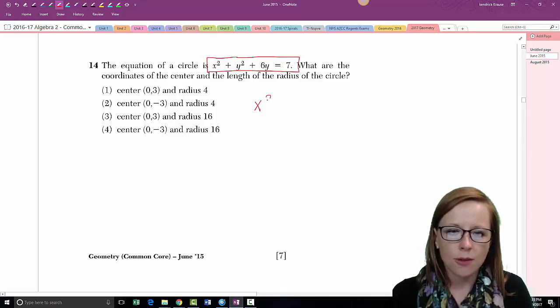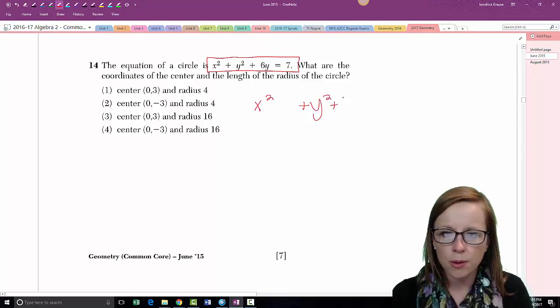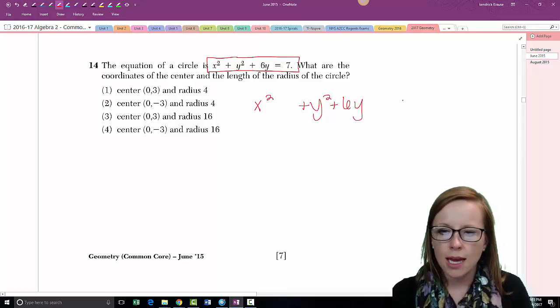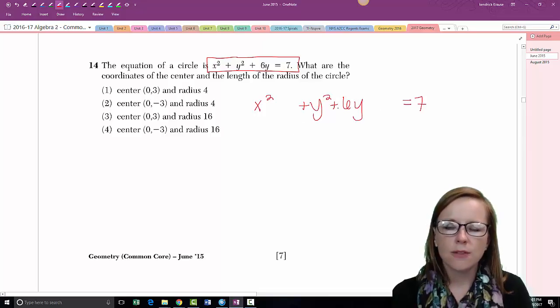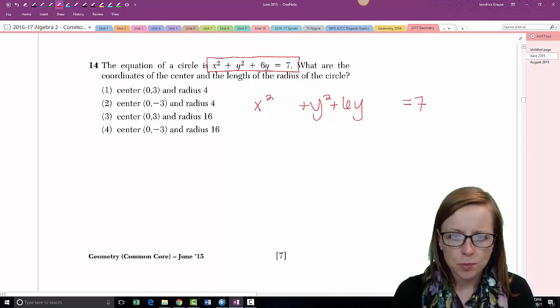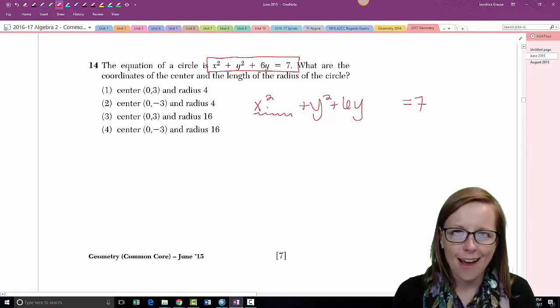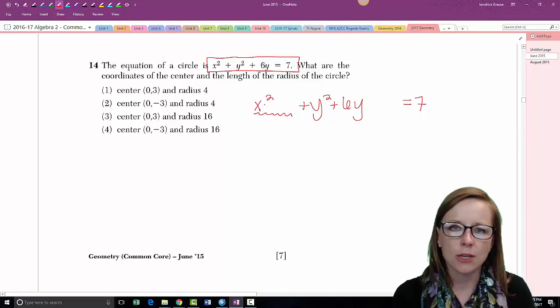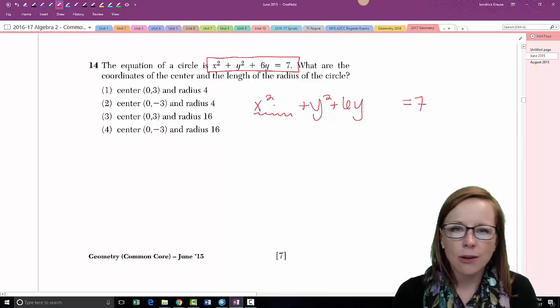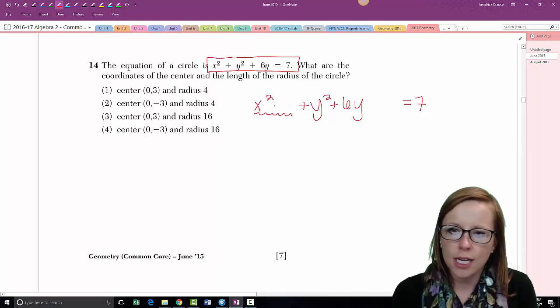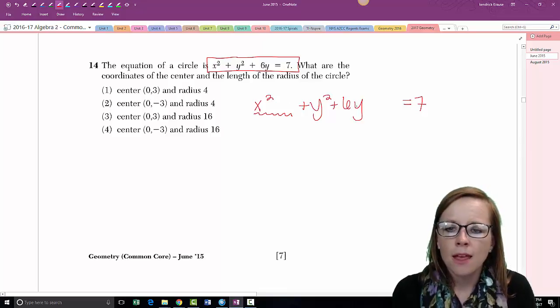What you want to do is give yourself some space between the x group and the y group, and leave that 7 where it is. We're going to complete the square with the x group. Well, the x group doesn't have a linear term, so I don't have anything to add to that. It's already a perfect square itself, so I'm all set.